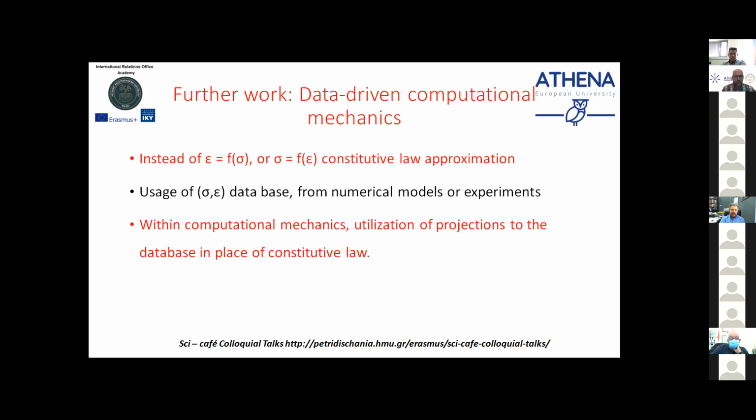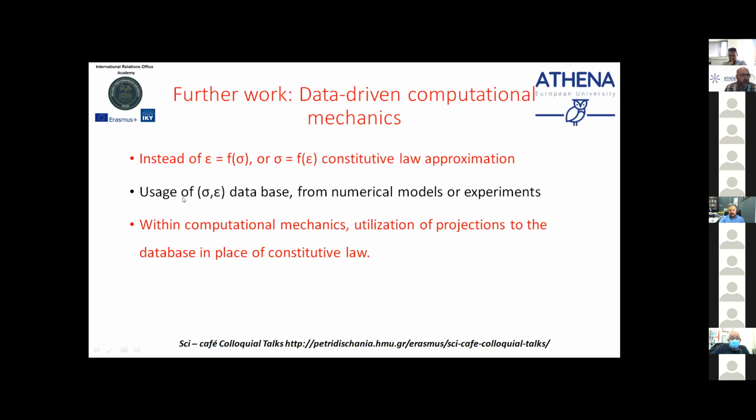Okay, now we are coming to the conclusions at the end of the talk. I would like to give some thoughts on how we can use data-driven computational mechanics, how we can work further in the direction of the topics I have mentioned. Well, the constitutive relation is a relation between stresses and strains, or strains and stresses, okay?